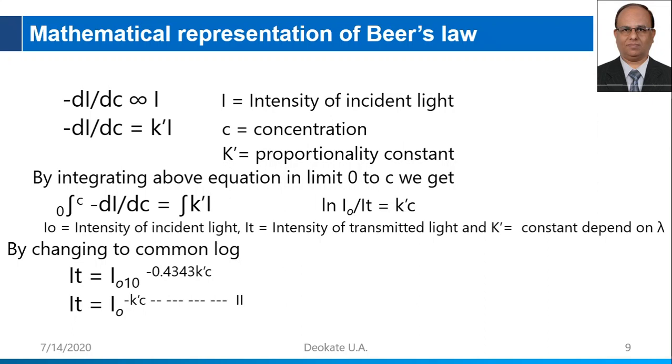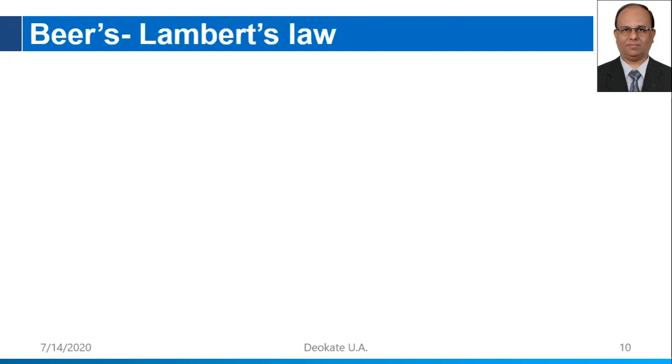So we have to combine equation 1 of Lambert's law and equation 2 of Beer's law, because we are using a solution which is to be kept in a solid cuvette. So the effect of both is to be considered. So it is a combined equation that is called the Beer-Lambert law equation.